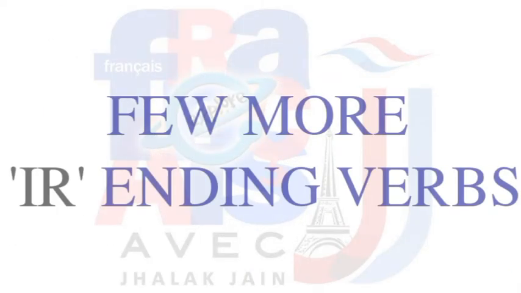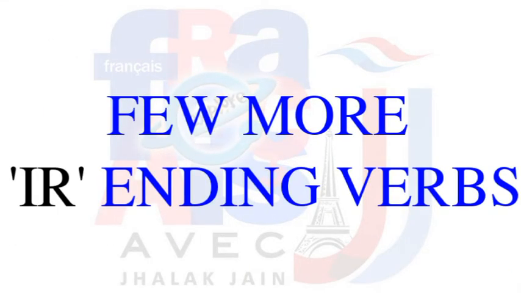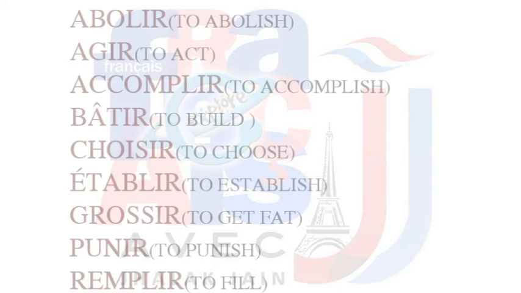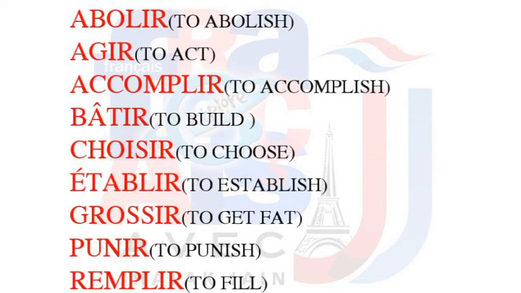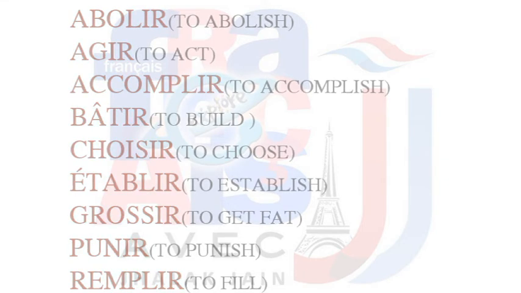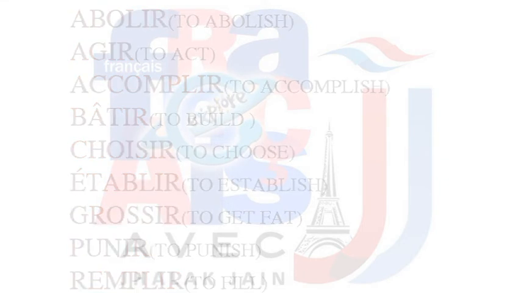We took only 2 verbs in the video to understand the IR ending verbs, but there are a few more IR ending verbs. Abolir, that means to abolish. Agir, that means to act. Accomplir, that means to accomplish. Bâtir, that means to build. Choisir, that means to choose. Établir, that means to establish. Grossir, that means to get fat. Punir, that means to punish. And Remplir, that means to fill.